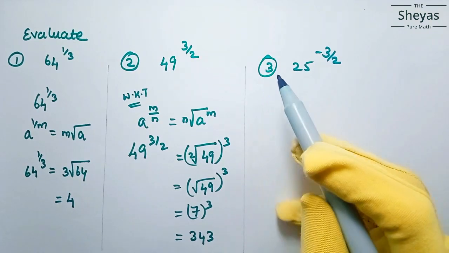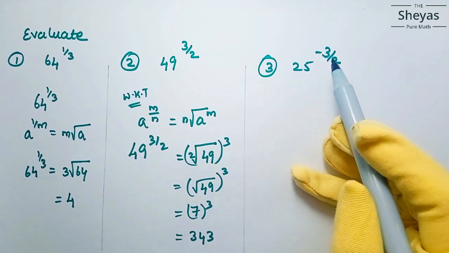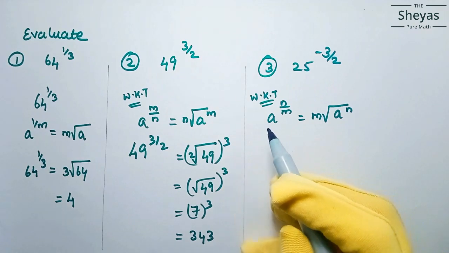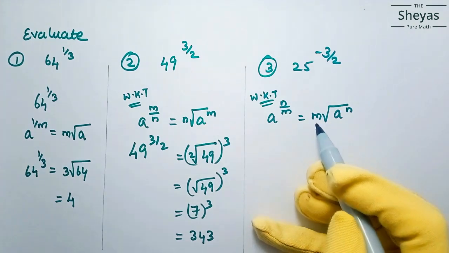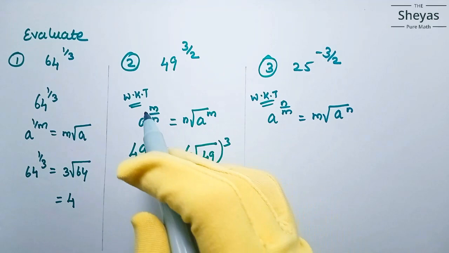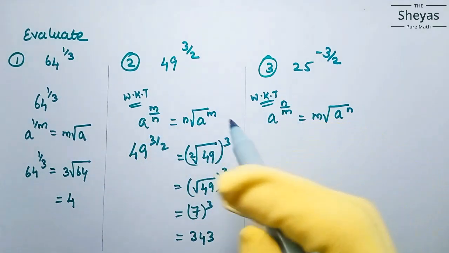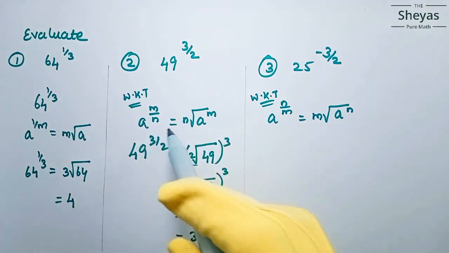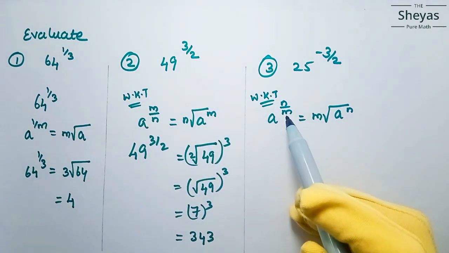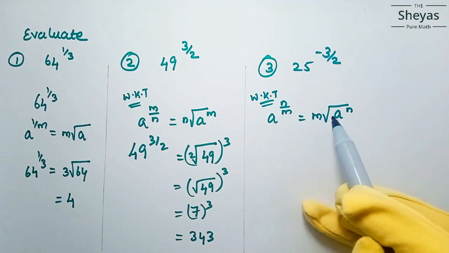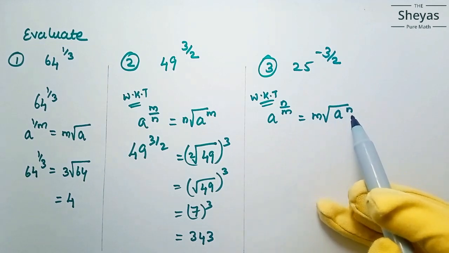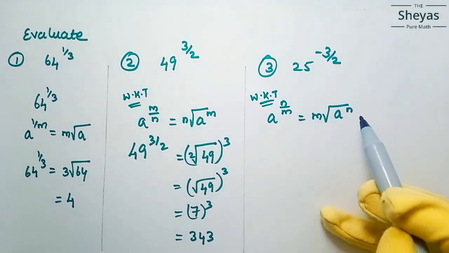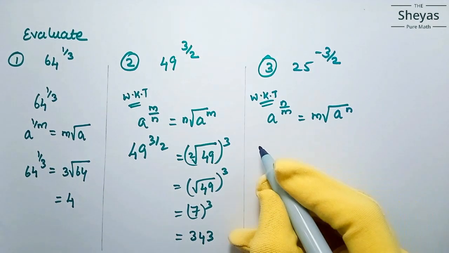So the next problem is 25 the whole power minus 3 by 2. So what is the law of indices? We have learnt a power n by m is equal to mth root of a power n. So here I have used m by n and n by m. Both are same. You can use any variable, but you have to write it the correct way. What is in the denominator? That you have to write as root. So here m is in the denominator, that I have written as mth root of a, the whole power n. Okay. So let us start.